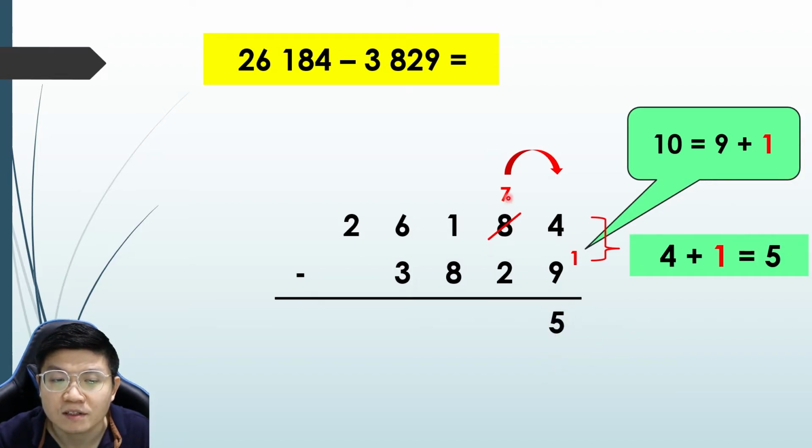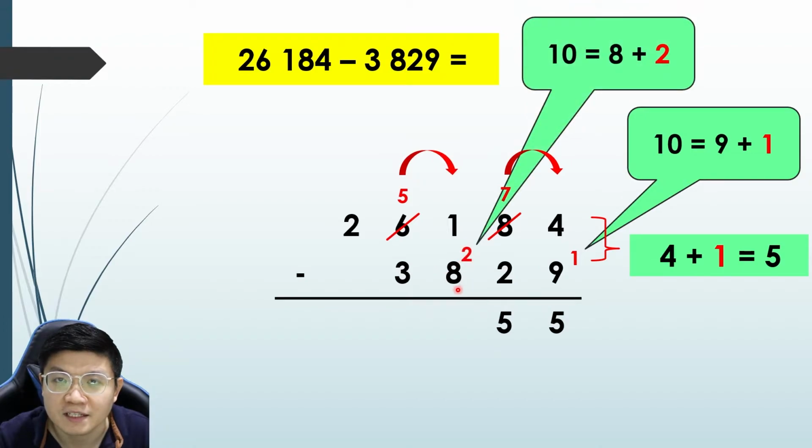So 7 minus 2 is 5. 1 minus 8, not enough. So we borrow from 6 here, and it becomes 5. And for the 10, we look for the friend of 8 here, which is 2. So this is the friends of 10. The 2 here we add with 1 and get 3. So 5 minus 3 is 2. And 2, bring down 2.